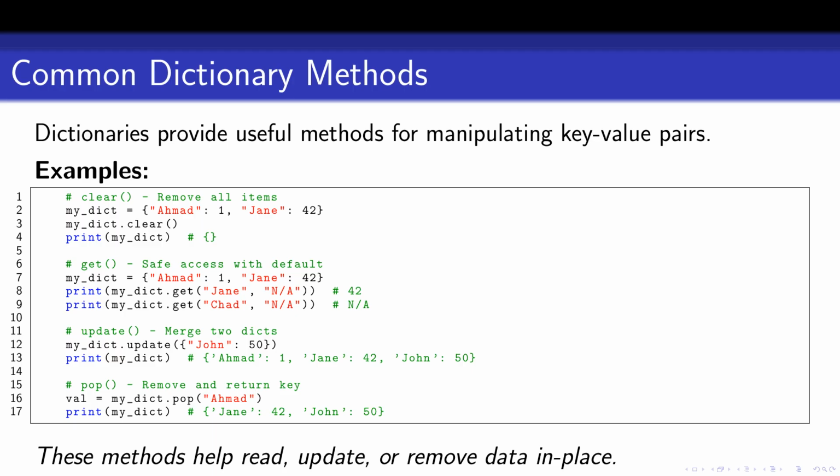The update method merges another dictionary into the current one, adding or overwriting keys as needed. Finally, pop removes a key and returns its value, which is useful when you want to delete and use data at the same time. These methods make it easy to manage dictionary data without manually checking for key existence or writing complex logic. They also support more readable and efficient code in real-world scenarios, like merging configuration files or processing structured input.